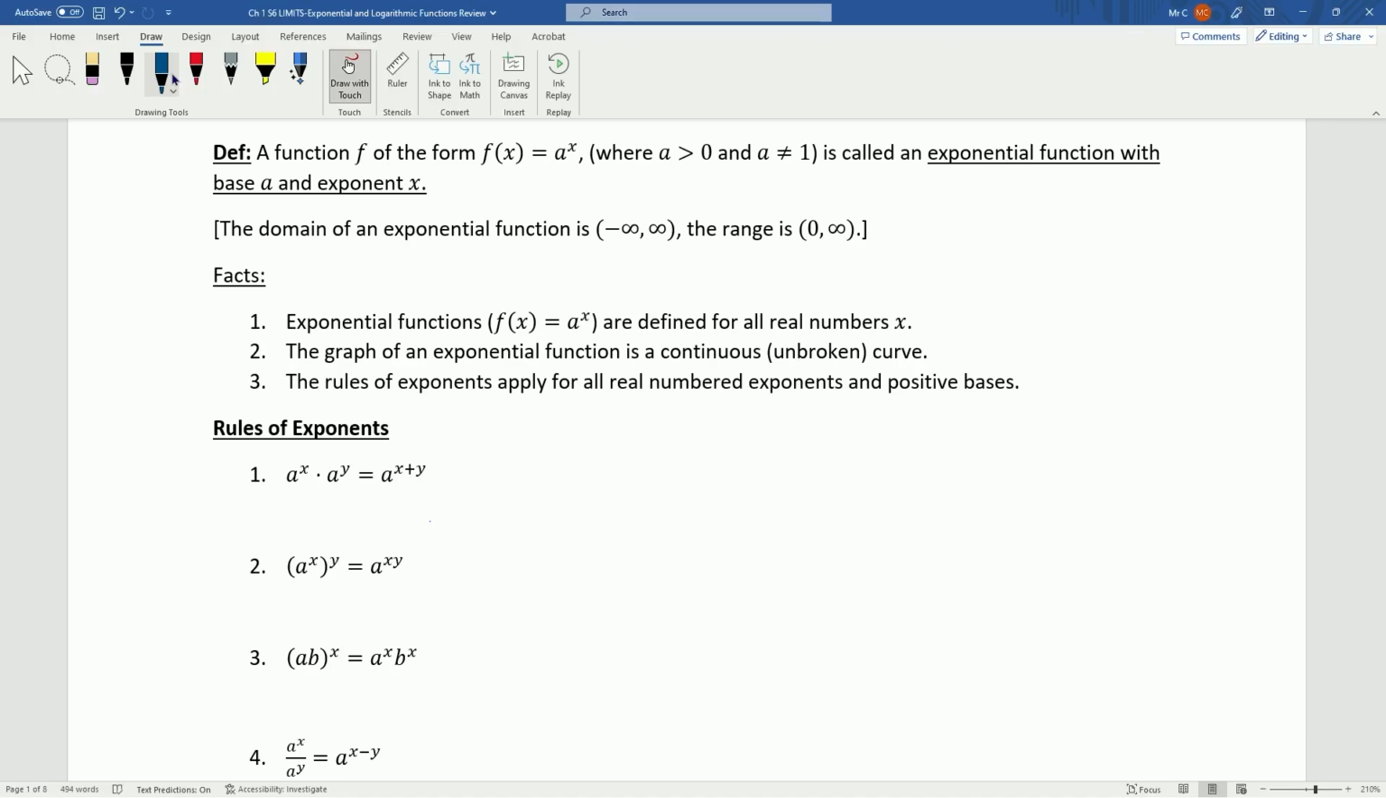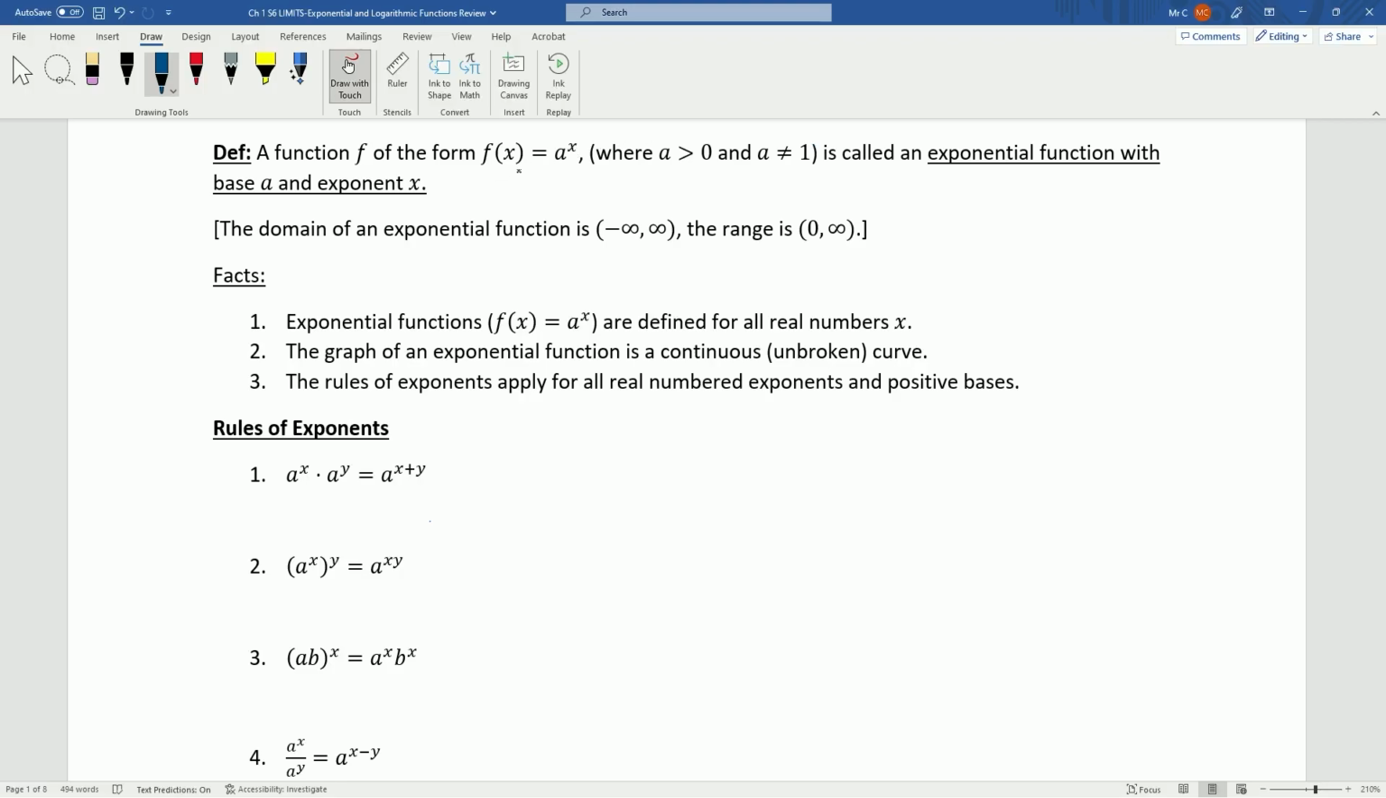So we put these restrictions on a to make this function behave nicely. Otherwise, we get a lot of discontinuities for negative values, and for 0 and 1, we get functions that are just constant values, so they're not particularly interesting.